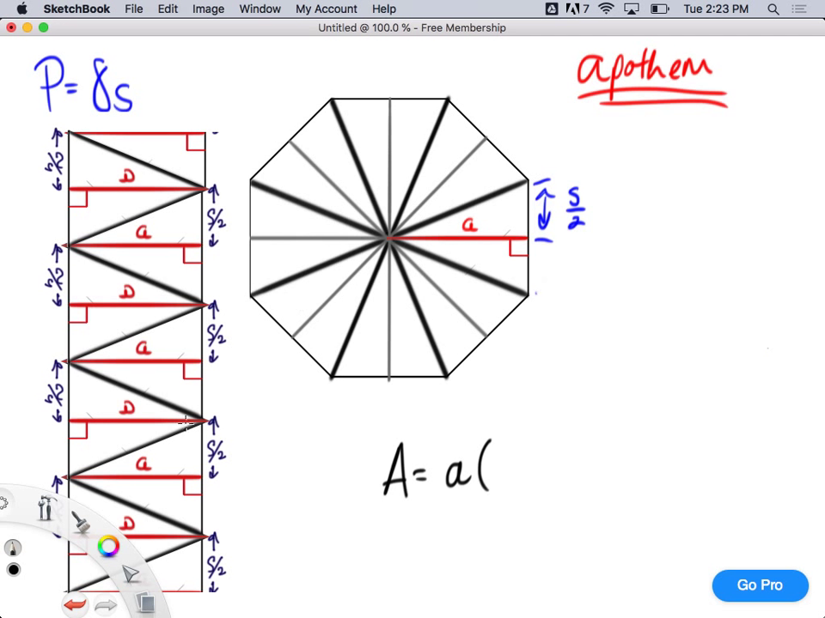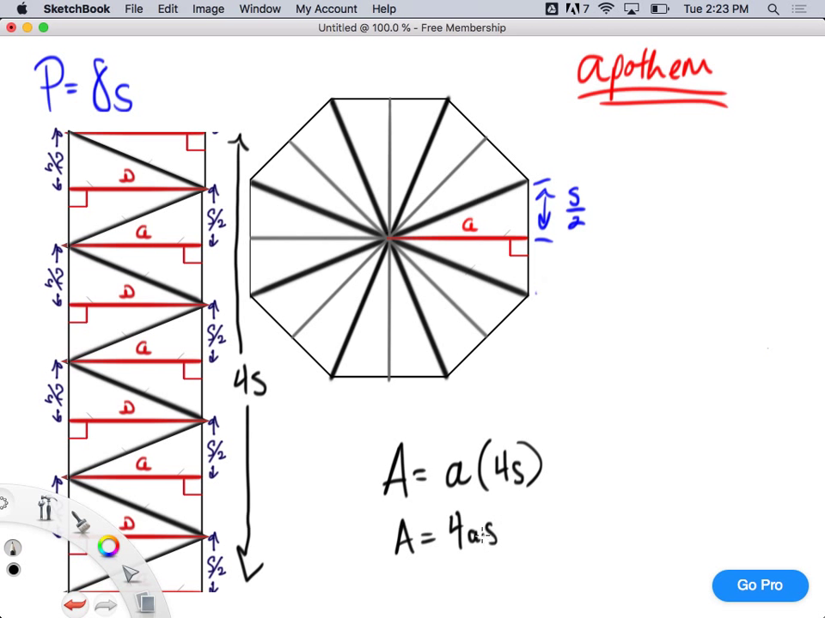So how long is this whole thing here? From here to here, it's 4S. Are you guys paying attention? Watch this. So this is 4S from here to here. Does that make sense? Okay. So the base is A. The height is 4S. So the area is A times 4S.